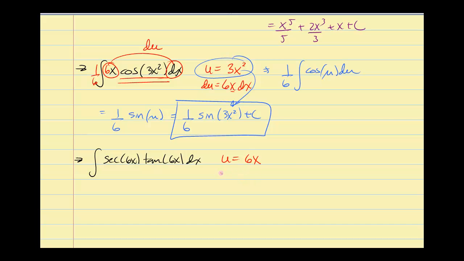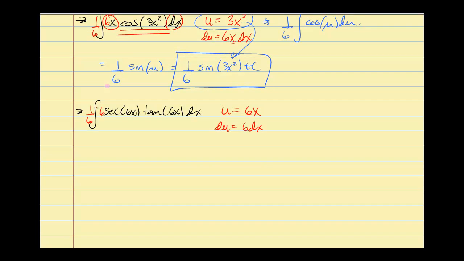So u is 6x, du is 6 dx, and I have the dx, and I can get the 6 in there. So I multiply by a 6 on the inside, compensate with a 1/6 on the outside. So this 6 dx is my du, and then rewriting I have 1/6 integral secant u tangent u du.